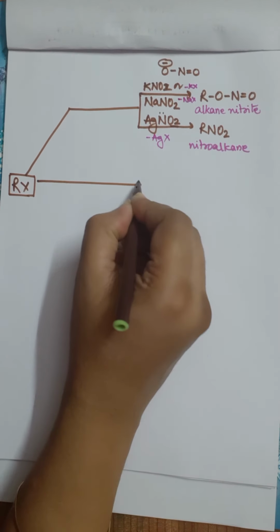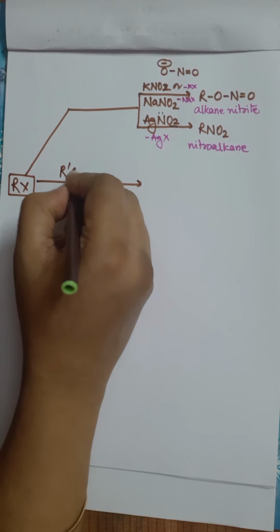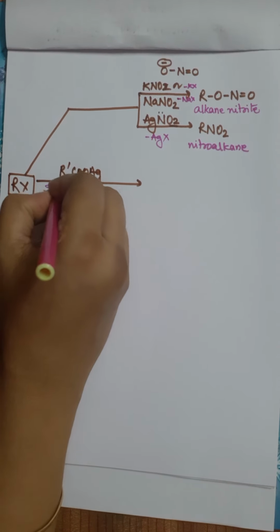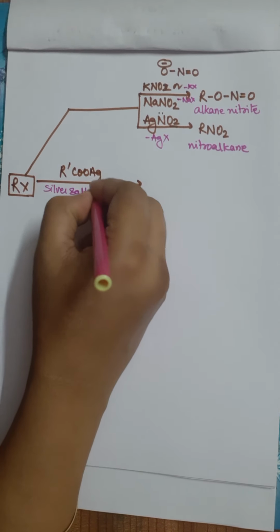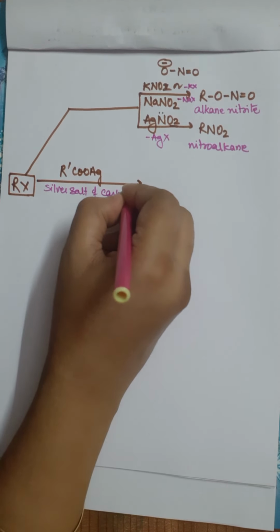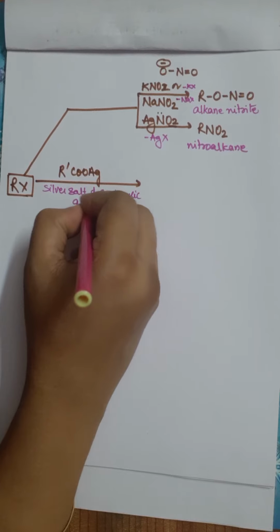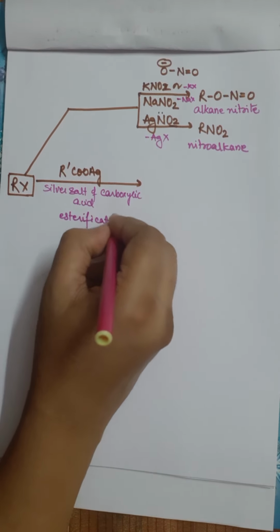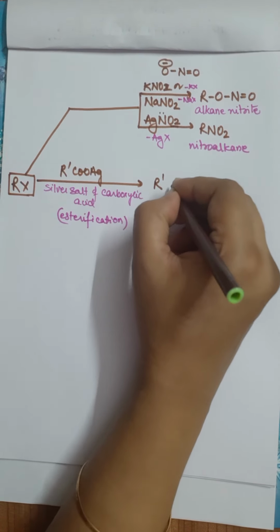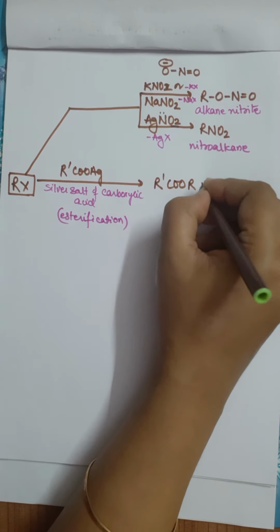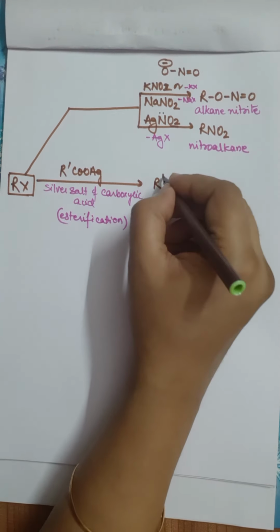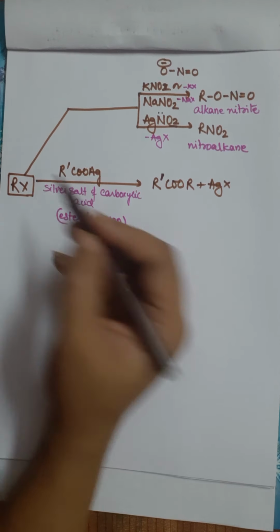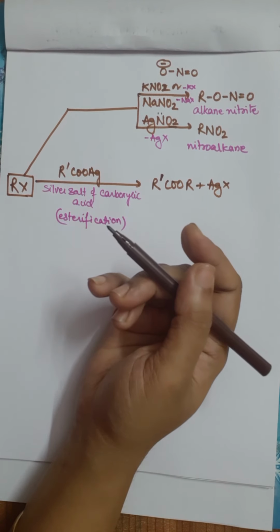Next reaction with R-COOAg. This is what? This is silver salt of carboxylic acid, and this method is esterification. So again here also it should be clear to you from the name, we are going to have ester. So R-COOR' plus AgX. Now R dash I have written this, both the R groups can be same, means alkyl groups can be same or they may be different.